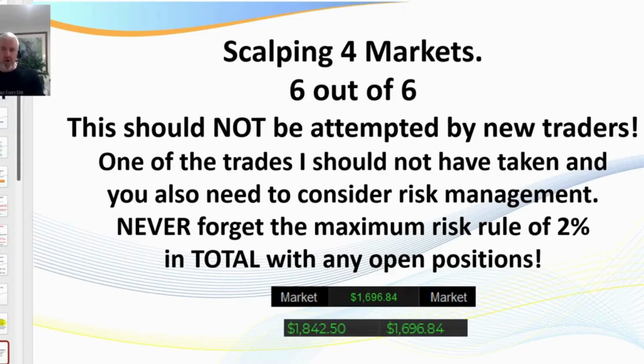I was almost not going to show you these, but it's included in my trade results. So I had 6 out of 6 here, but as I state here, this shouldn't be attempted by new traders. Focus on initially 2 markets. Why 2 markets? If one market's very quiet, you can then perhaps look at the other market, but do not trade multiple markets initially. The other thing here is to remember the 2% rule.